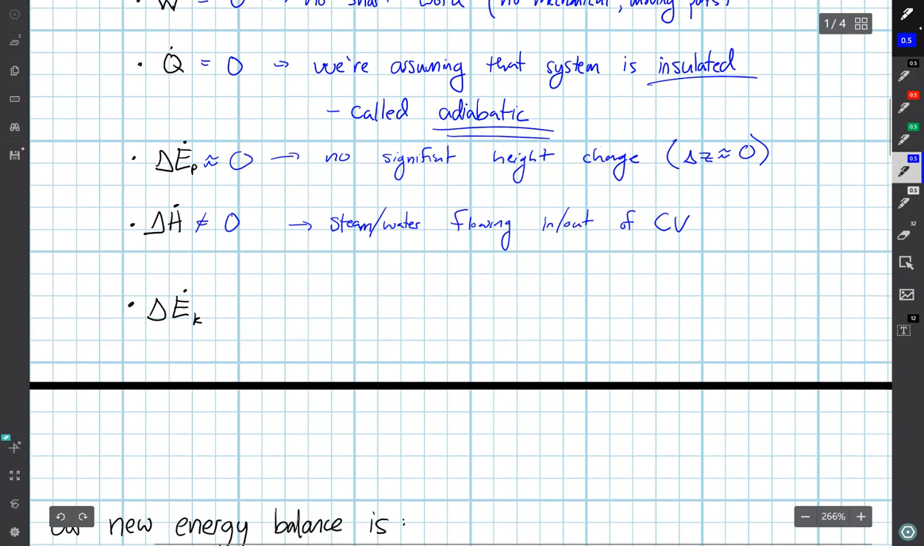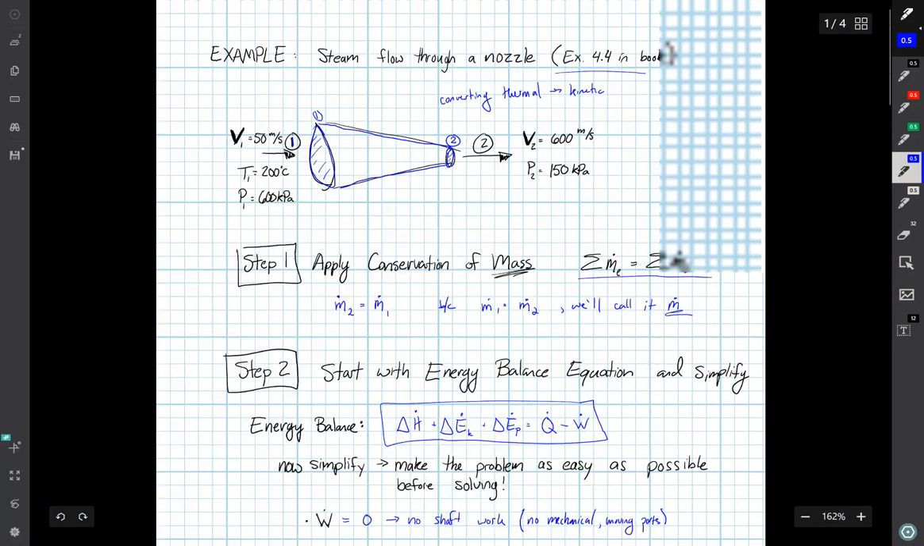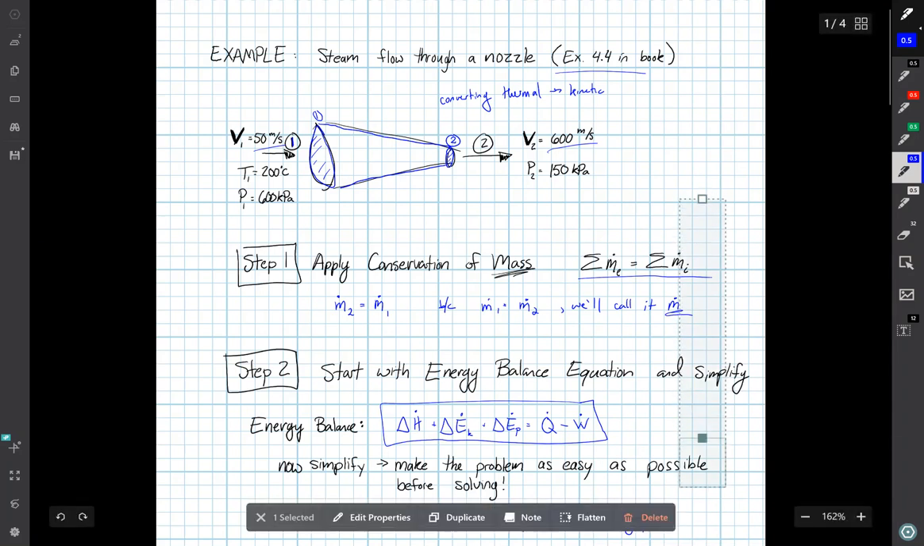The next is kinetic energy. Kinetic energy is not equal to 0 because velocity is changing. We go back and look at our system. We're coming in here at 50 meters per second. We're leaving at 600 meters per second. We have this change in velocity.